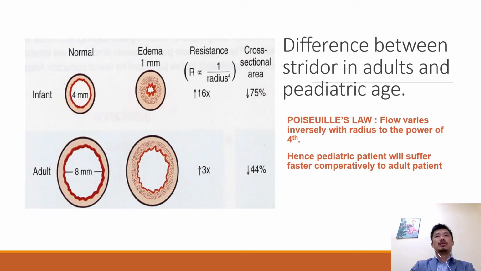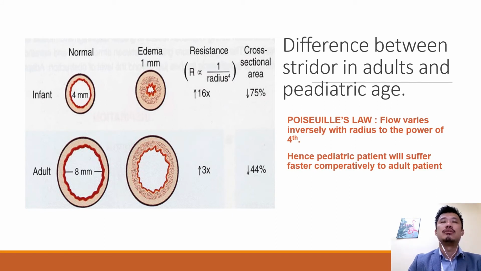So this is very important regarding Stridor. There is a difference between an infant and also an adult. So as you can see from this diagram, in an infant, a normal size of the trachea is usually about 4 mm, whereas in an adult it's around 8 mm. What happens if there is an edema of 1 millimeter? As you can see, because the size of an infant trachea is smaller comparatively to the adult, an increase in 1 mm will cause a reduce in the cross-sectional area of 75% comparatively to an adult, which is 44%. Hence, a pediatric patient will suffer faster comparatively to an adult patient.